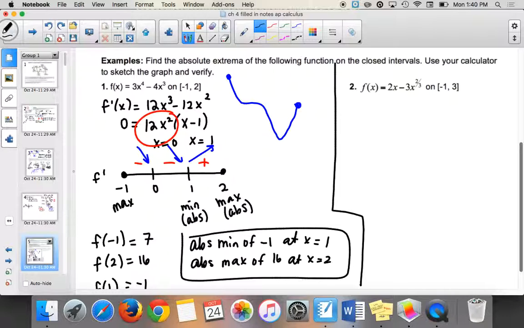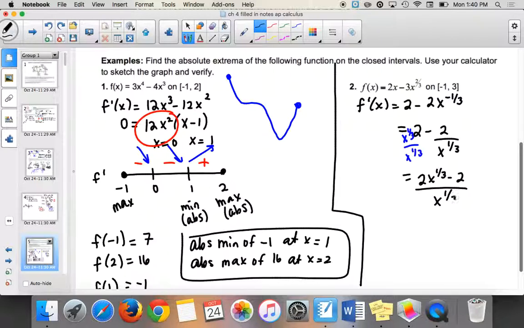All right, so this next one. If I have f of x equals 2x minus 3x to the 2/3, same idea. We take the derivative. So 3 times 2/3 is going to be 2, and then x to the -1/3. And this is one where if we look at it, we see that we have to combine to get one big numerator, one big denominator, right? So I'm going to multiply by x to the 1/3 on top and bottom. So I get 2x to the 1/3 minus 2 all over x to the 1/3.